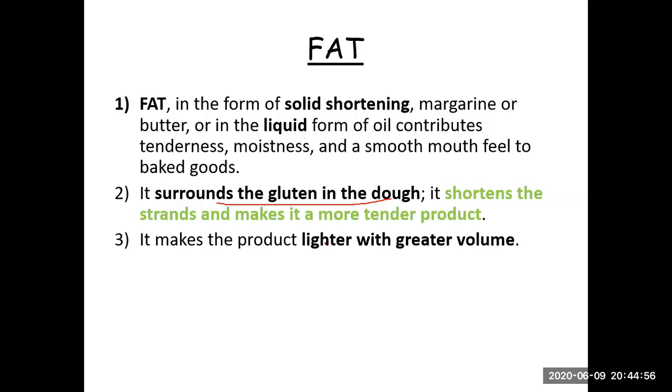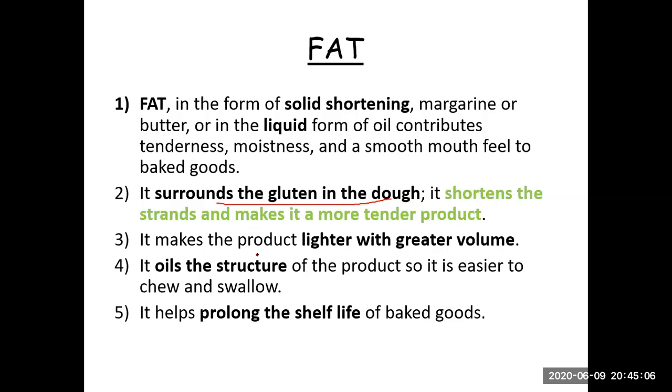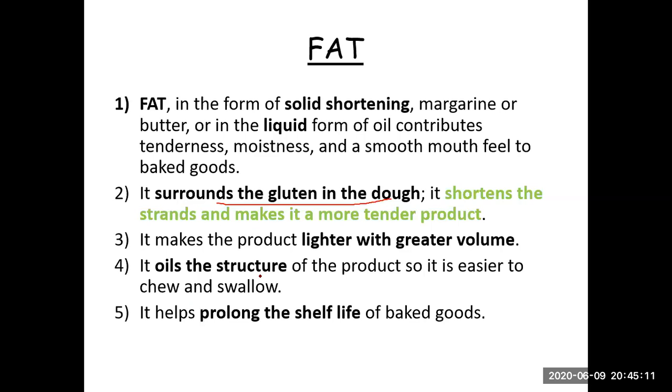It also makes the product lighter with greater volume. Then it alters the structure of the product so it is easier to chew and swallow. And it also helps prolong the shelf life of baked goods. That means fat acts as shortening, that is, it shortens the gluten. So it makes a softer and more tender product, it increases the volume, and it also moistens the structure, as with oils. And it helps to prolong the shelf life.